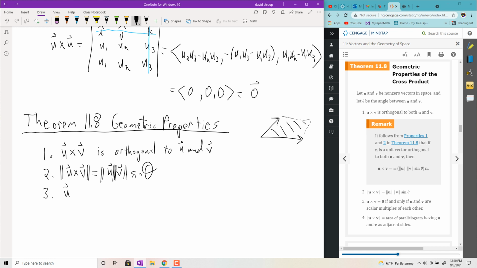If you find that the cross product is equal to the zero vector, that just implies that the two vectors are parallel, or they're the same, right? So that implies that u is parallel to v, or we could say u is a constant multiple of v.